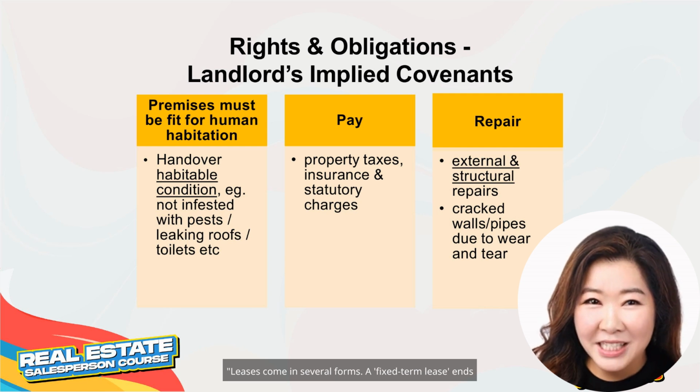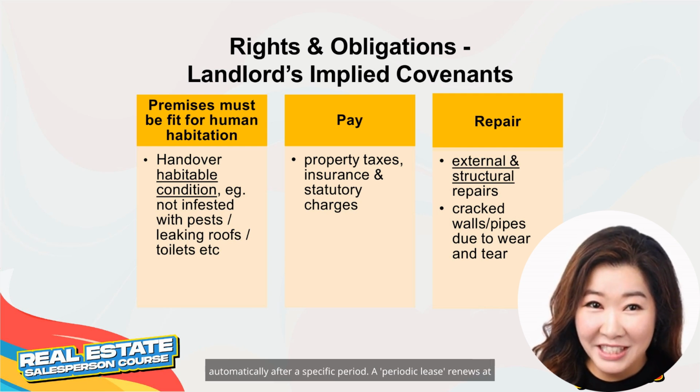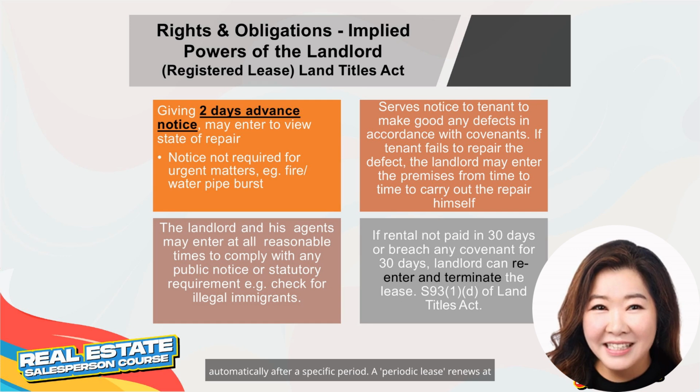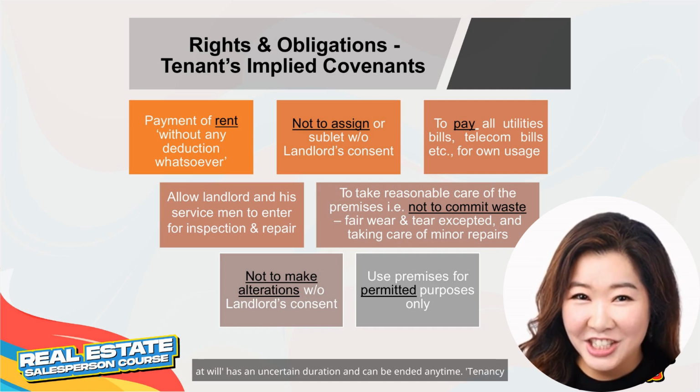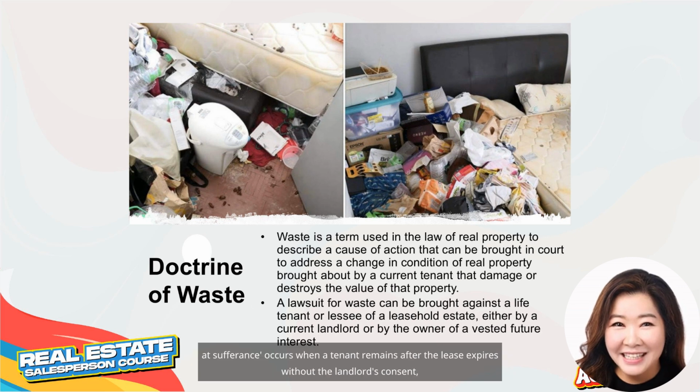A fixed-term lease ends automatically after a specific period. A periodic lease renews at intervals, like monthly, and requires notice to terminate. Tenancy at will has an uncertain duration and can be ended any time. Tenancy at sufferance occurs when a tenant remains after the lease expires without the landlord's consent.